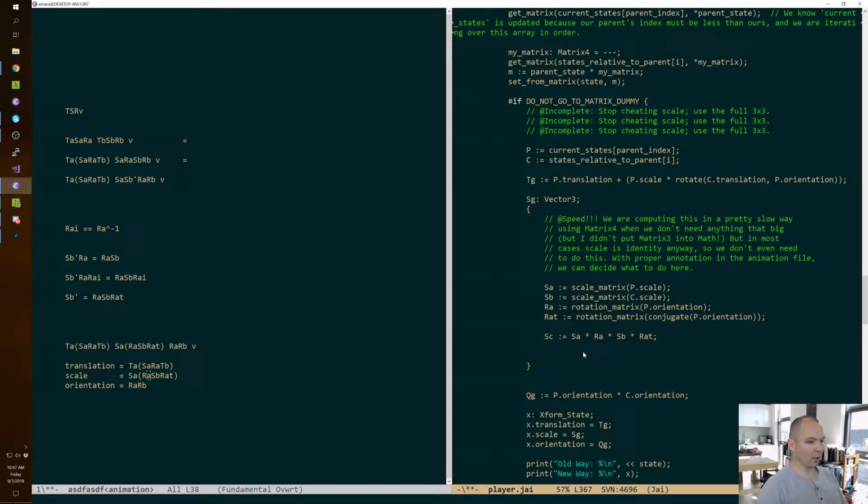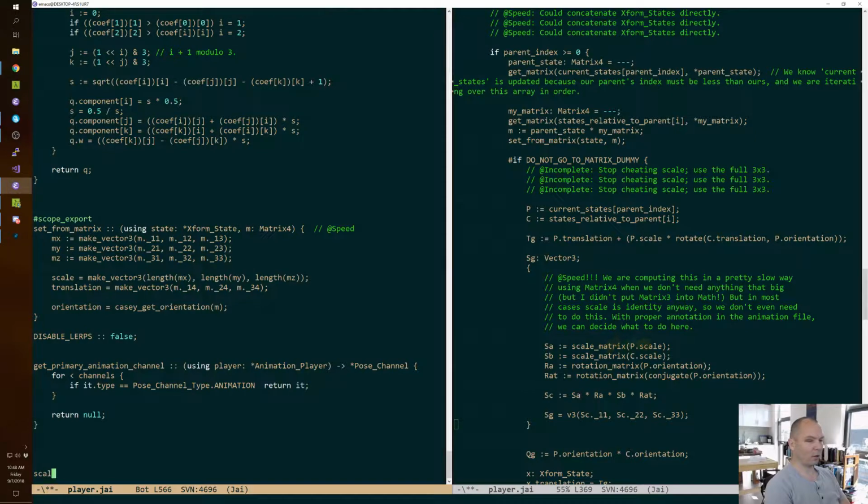Now this is scale as a matrix, so SG is V3 SC.11, SC.22. We're taking the diagonal elements out of that. And you don't assign this because we get it from above. Okay, so now we just have to write these helper functions. Okay, rotation matrix and scale matrix.